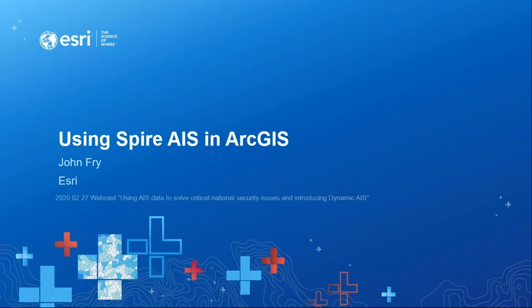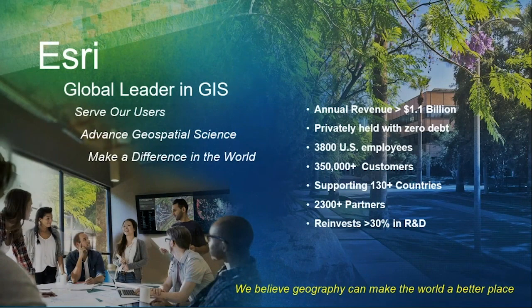So I'm briefly going to go over how to use some Spire AIS data in our platform, ArcGIS. And based off of some of the polls, everybody sort of knows who Esri is, but if you don't, Esri is the global leader in GIS. Our main goals are to just serve our users to advance geospatial science and help our customers make a difference in the world. Annual revenue is over $1 billion, and we're in a lot of different countries with many different partners. One thing that stands out is that we reinvest about 30% into R&D each year. And we believe geography is that central item that can make the world a better place.